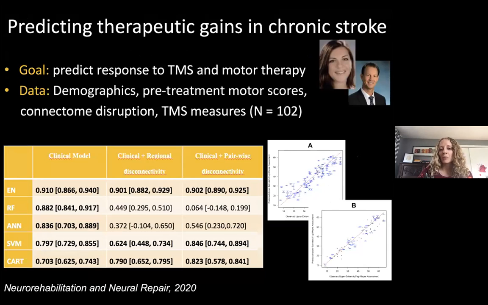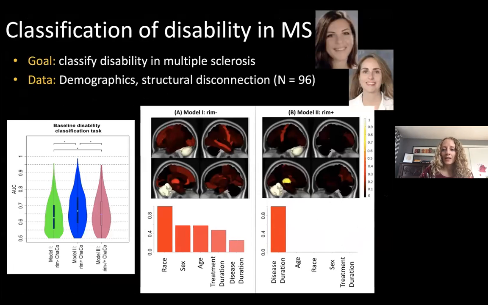And we were actually able to predict with pretty high accuracy how well they would do after the therapy. So this is also another example of how you could use this to identify people who are going to respond better to certain treatments.